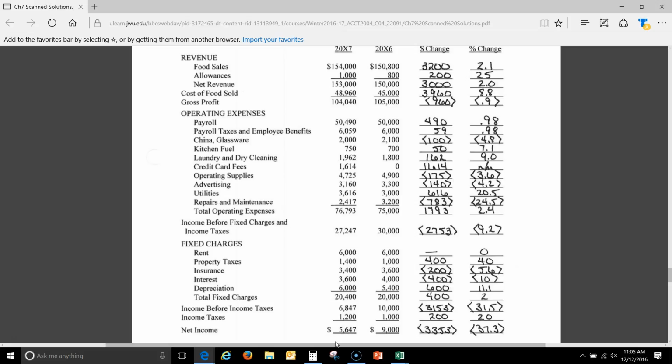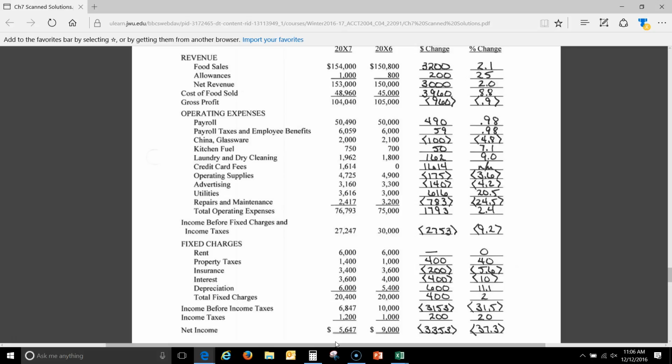All right, so let's drop down to net revenues. Under net revenues, we had 150,000 last year and 153,000 this year. So we had an increase in net revenues of 3,000, or 2%.